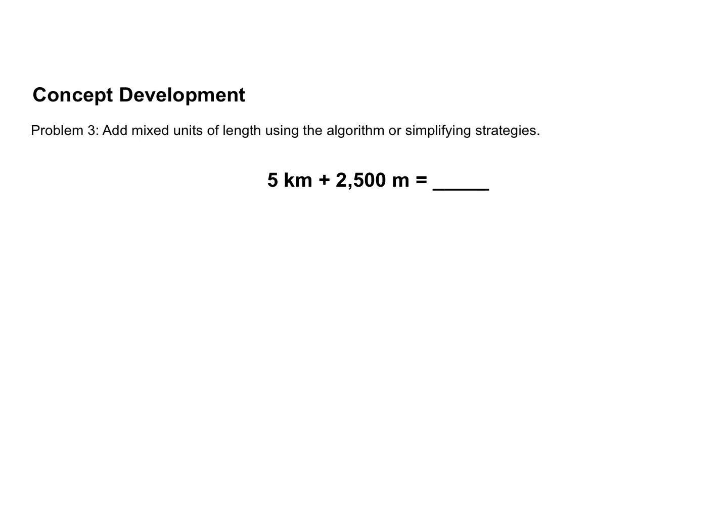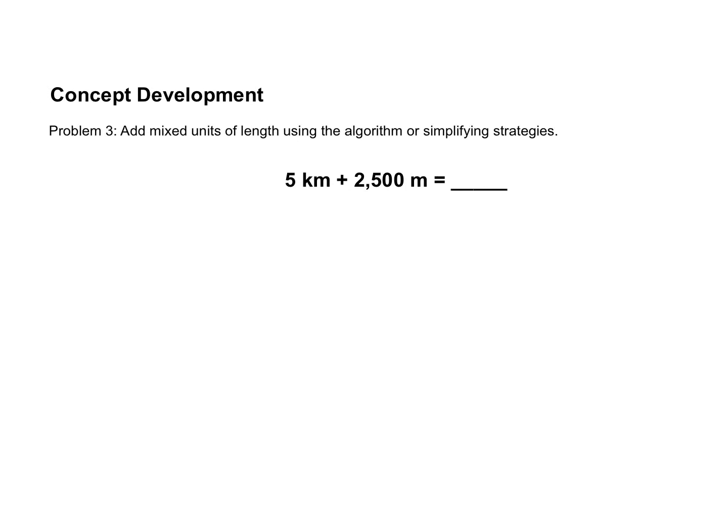So now we're going to add mixed units of length using the algorithm or simplifying strategies. Just like with all kinds of things, we can't add kilometers and meters. I couldn't say 5 kilometers plus 2,500 meters is 2,505 meters. That's not going to work. So I need to either put everything into kilometers or turn my kilometers into meters. As I'm looking at this problem, I think I'm going to convert my kilometers into meters.